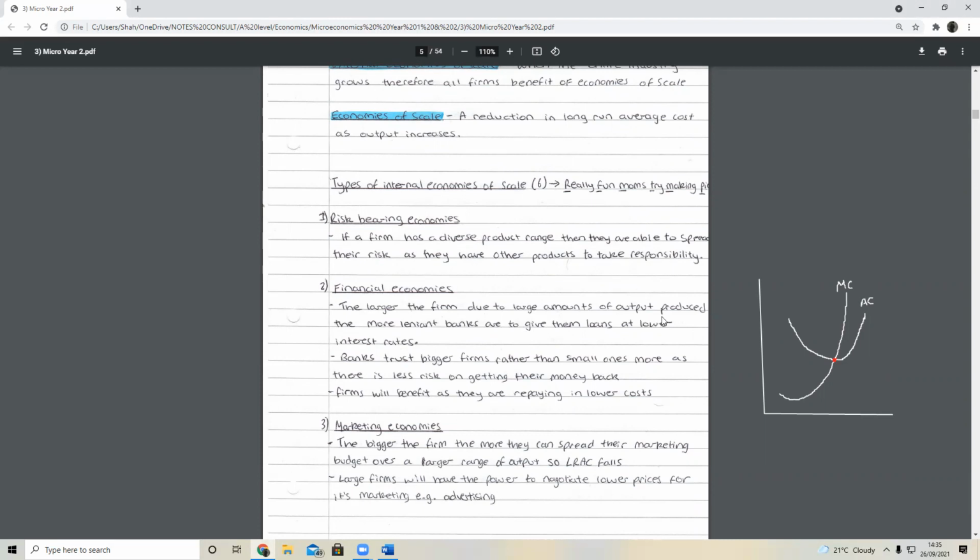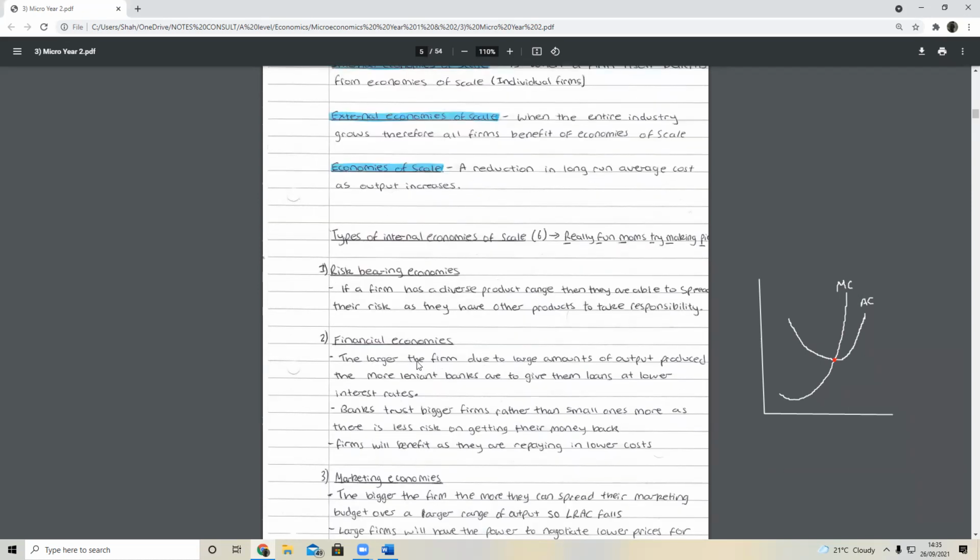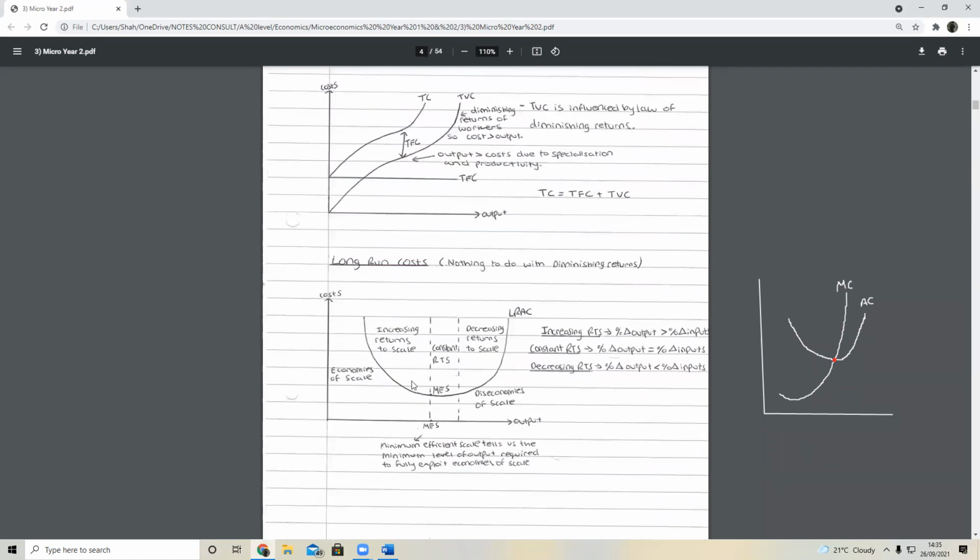Financial EOS. So the larger the firm, due to the amount of output they produce. So in economics we say that the more output that a firm can produce, the more likely they are to actually be quite big as a firm. So the larger they are, the more banks can trust them to pay back their loans. And so banks are more lenient in giving these firms loans, and they might give it at lower interest rates as well, because banks know that they're going to make a profit, almost 100%. And so that's good for these businesses because they're essentially lowering the cost, right? That's what EOS is.